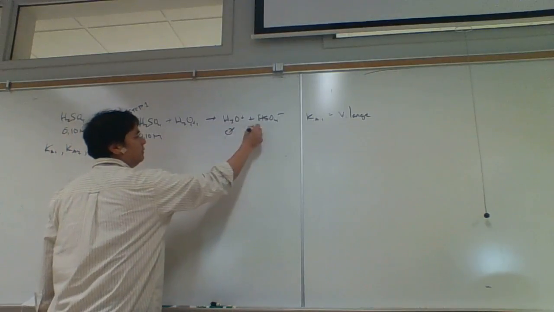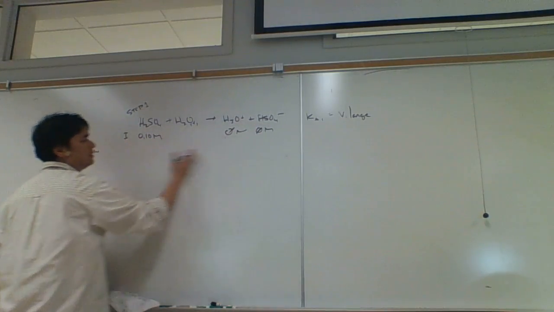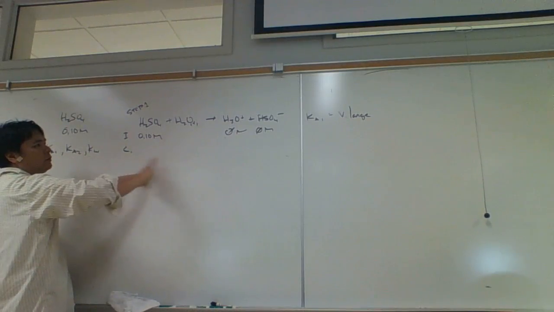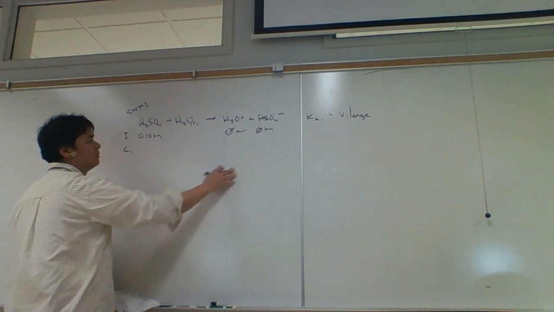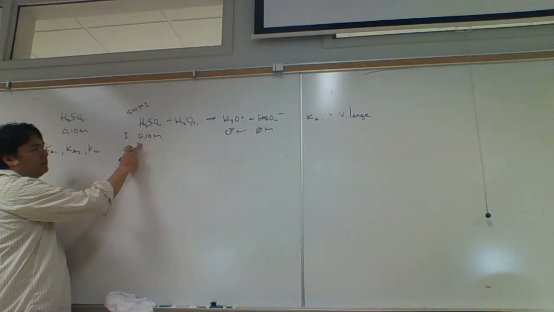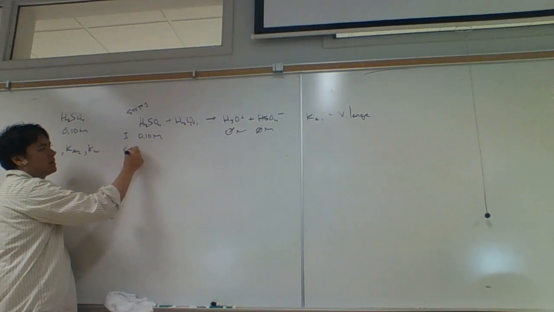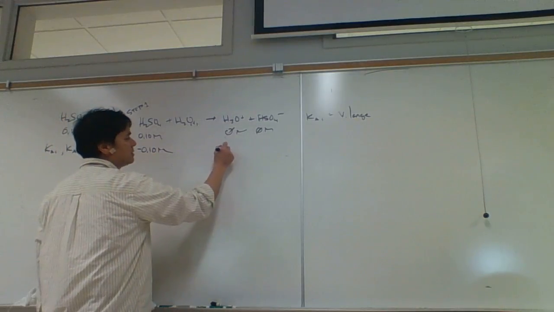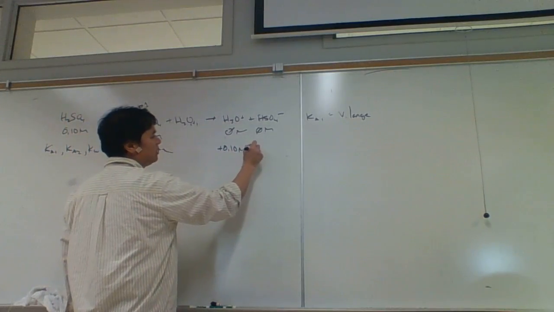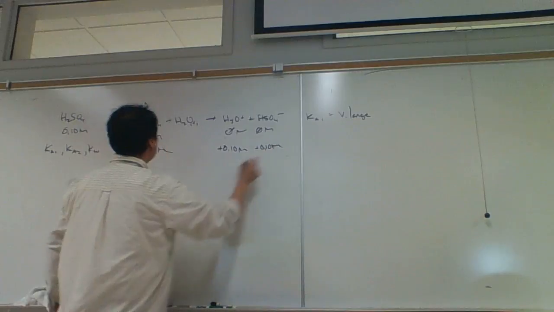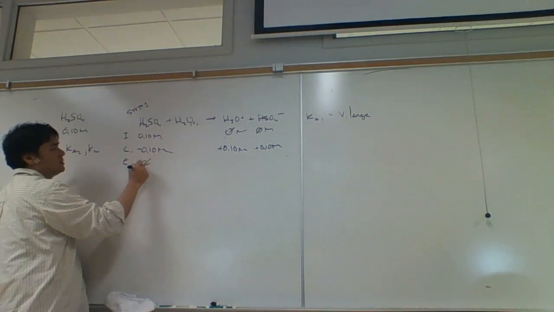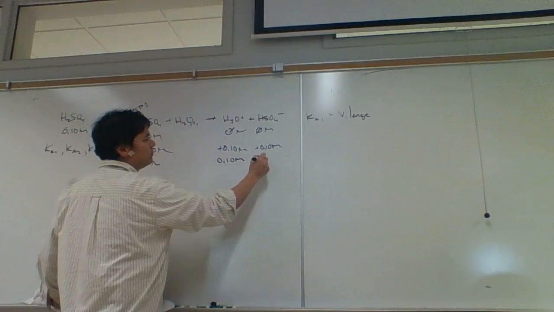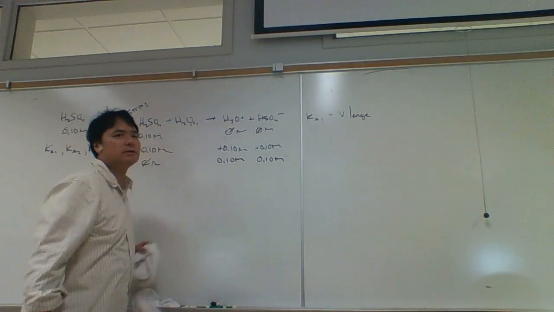Very large means we just assume 100% reaction. And so initially we just reset everything to the left. We assume nothing's happened and then let it change. So reset to the left, let it equilibrate. When we let it equilibrate here, we're going to lose how much? We're going to lose all of it. So this is minus 0.10 molar. So we know what X is. This is plus 0.10 molar, plus 0.10 molar. And so at equilibrium, we expect 0 molar H2SO4, 0.10 molar hydronium, and 0.10 molar HSO4 minus.